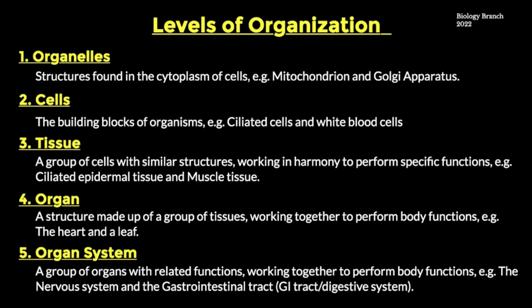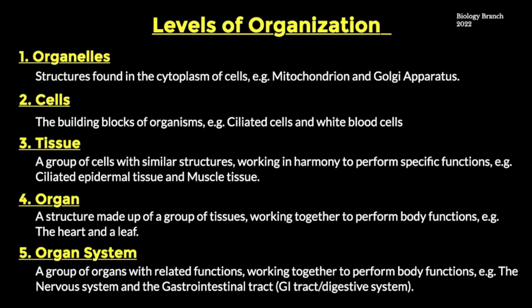Now we're looking at the levels of organization. The first one, organelles. These are structures found in the cytoplasm of cells, for example, mitochondria and the Golgi apparatus. Then we go to the next stage, which is the cells. These are the building blocks of organisms, which, for example, are ciliated cells and white blood cells, red blood cells, muscle cells, and the like. Then for the third one is tissue, which is a group of cells with similar structures working in harmony to perform specific functions, for example, ciliated epithelial tissue and muscle tissue.